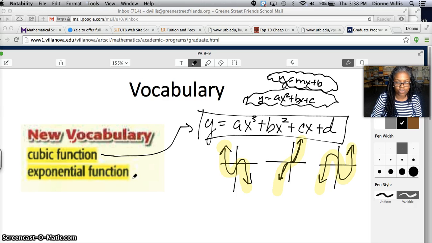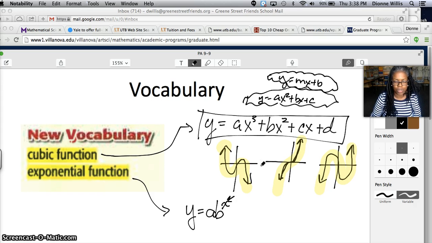Now, an exponential function is a little different. It's a lot different, in fact. When you have an exponential function, you're going to have y is equal to some term a times b raised to an x power. A couple bits of information you need to know. Notice that the exponent is a variable, which is not something that we've seen before. Here we had numbers as exponents, but here the exponent is a variable. So that's going to be really interesting.